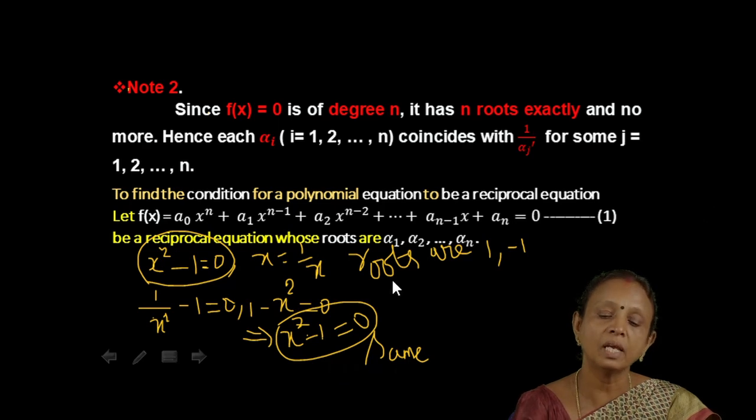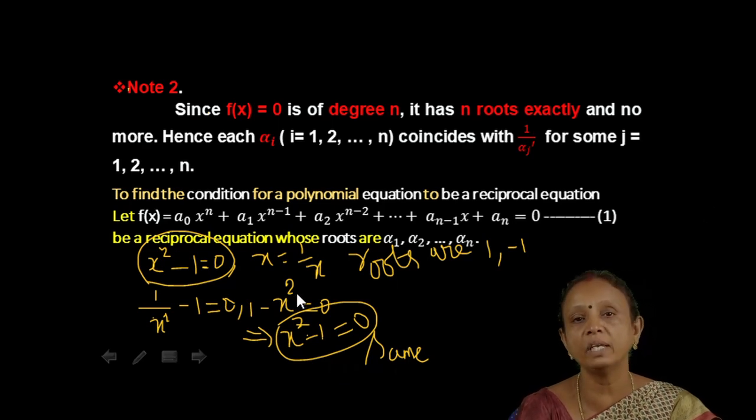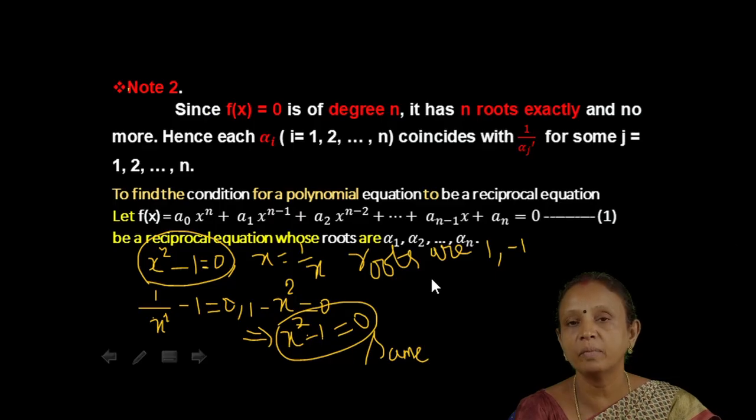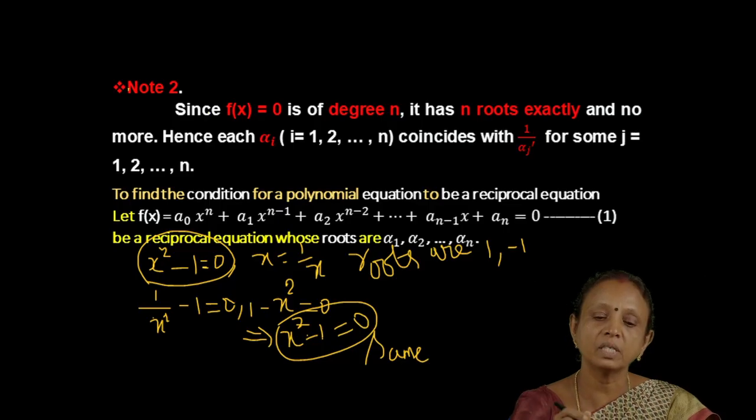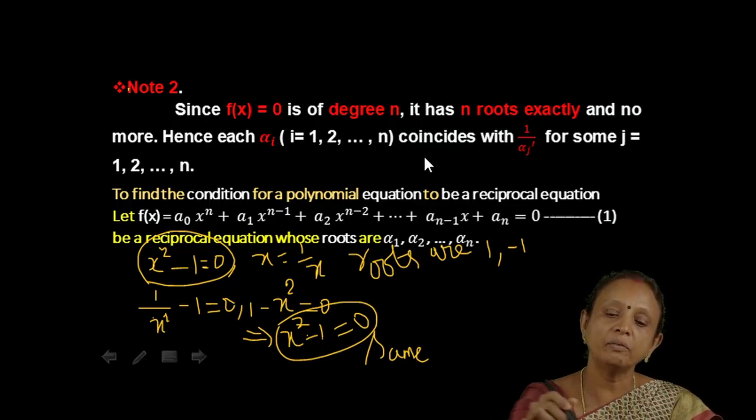What are the roots of x square minus 1 equal to 0? When you solve the equation, the roots are 1 and minus 1. They are the roots, and we are putting x equal to 1 by x. We are checking that it is a reciprocal equation of the given equation. So x square minus 1 is an example of this.